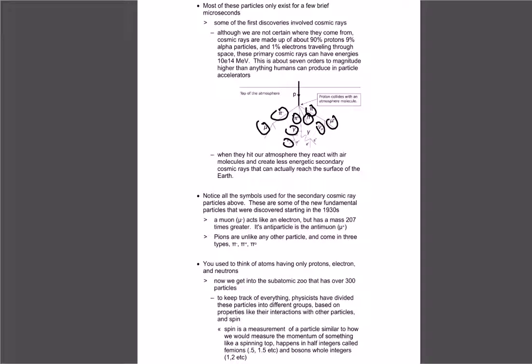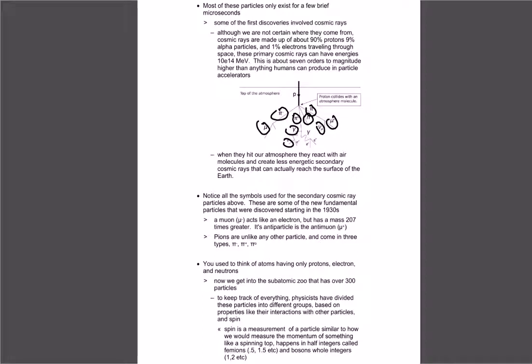So a muon in the picture above, they find out it acts like an electron, but it's way more massive. You end up getting a way larger mass, about 200 times bigger than an electron. And then you also get an anti-muon, which is just positive. Pions are the same sort of thing, but what's weird about pions is you actually get 3 different types. You get a negative, positive, and a neutral, which is kind of weird, and we'll look at those later on.